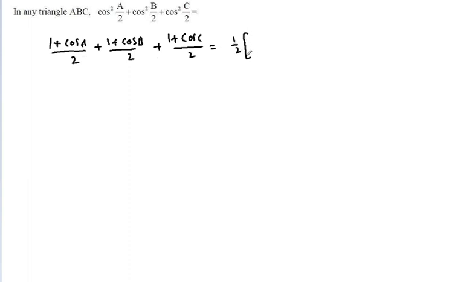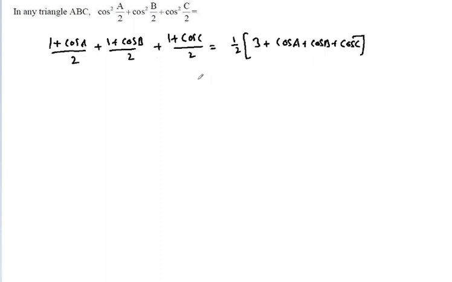In any triangle ABC, cos square A by 2 plus cos square B by 2 plus cos square C by 2 is equal to dash. So cos square A by 2, we know the formula, is (1 plus cos A) by 2, plus cos square B by 2, that is (1 plus cos B) by 2, plus cos square C by 2, that is (1 plus cos C) by 2, that is equal to 1 by 2 common, that is 1 plus 1 plus 1, that is 3 plus cos A plus cos B plus cos C.